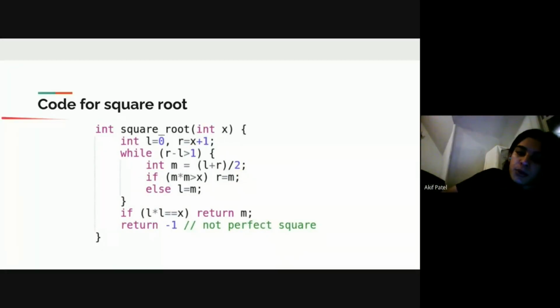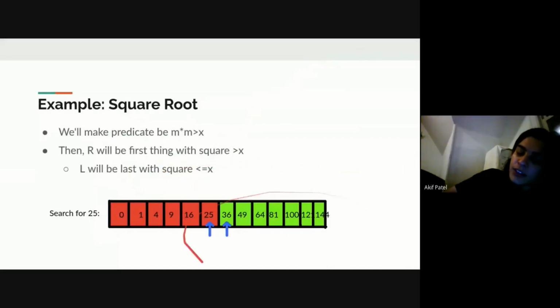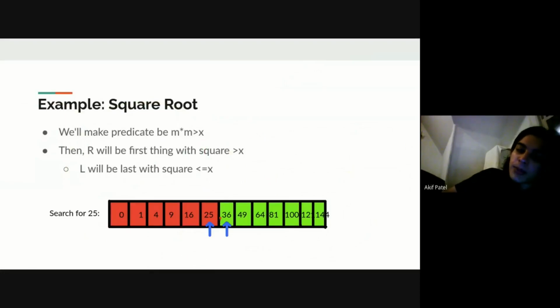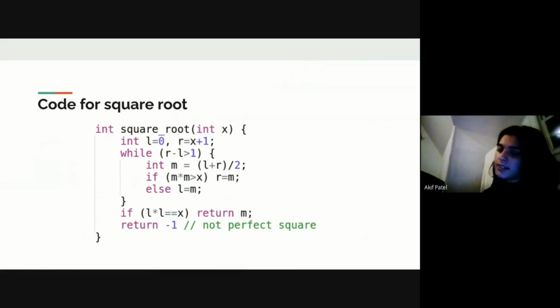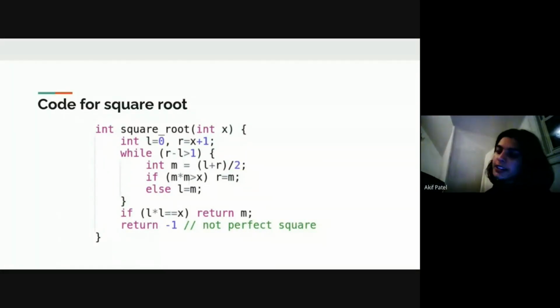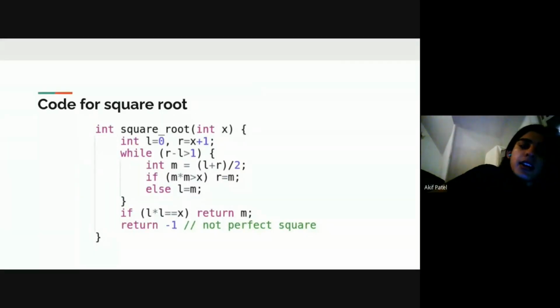When we do our loop, we find the midpoint and check whether it works. If it works, it's a green value, so that's R, right? So we set R equal to the green value. Otherwise, it's the red value, so we set L equal to the red value. And then we're done. We just check whether L squared, which is the only thing with the potential to be our square root because it's the last thing with square less than or equal to x, is equal to x. If it is, then we return it. Sorry, that's a typo. That should be return L there. Otherwise, we return -1 because it's not a perfect square.